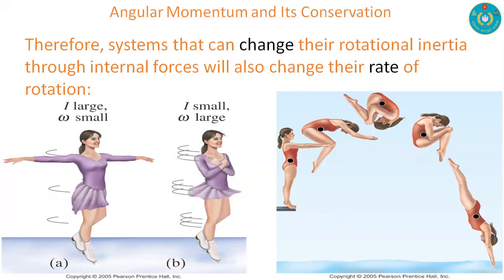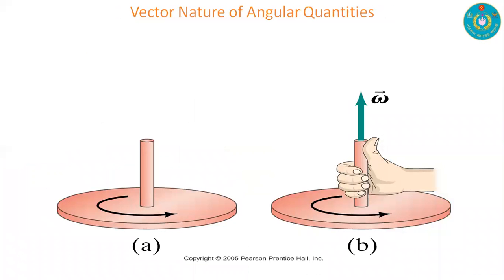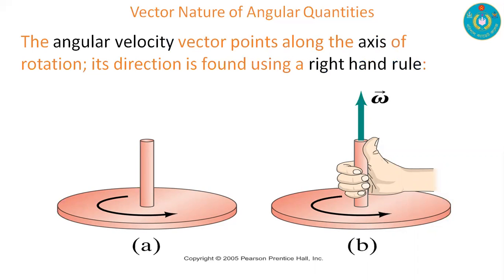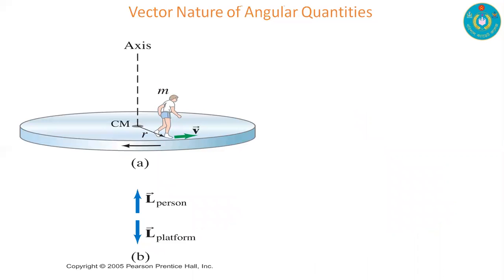Observe this diagram. The vector nature of angular quantities: we circulate in this way, and we have the angular velocity in that way. The angular velocity vector points along the axis of rotation. Its direction is found using a right hand rule. There is an axis, and the person circulates along it, the radial distance is r, and the velocity is v. Here there is the center of mass.